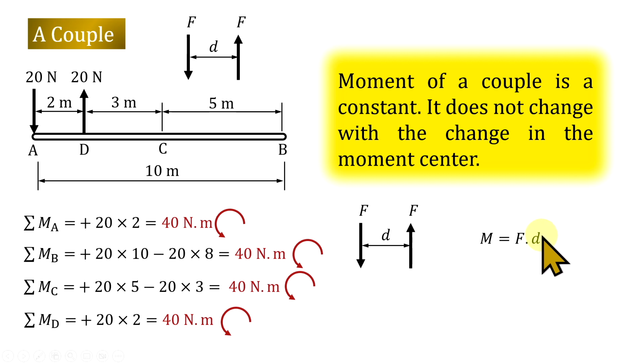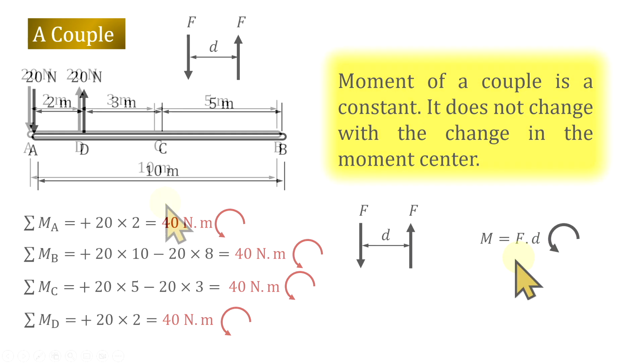And what about direction? So any one of these two forces, you just tilt towards the other force. For example, in this case, check here. Have you realized what is this direction? It is anti-clockwise. So this is how we identify the direction of a couple.